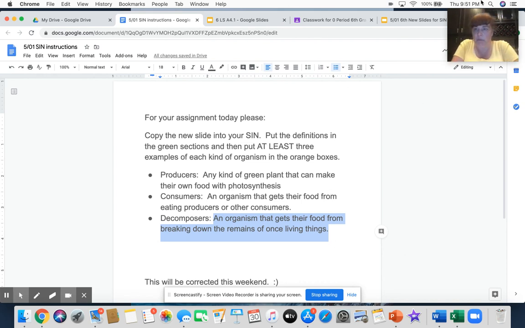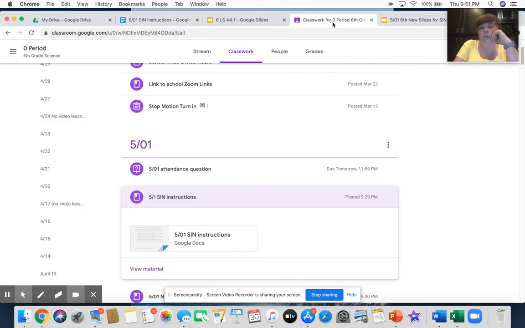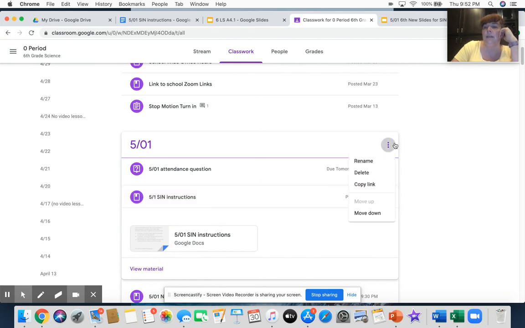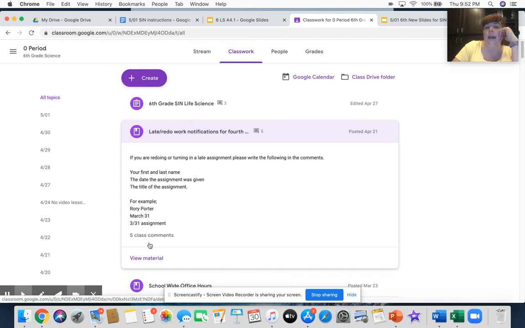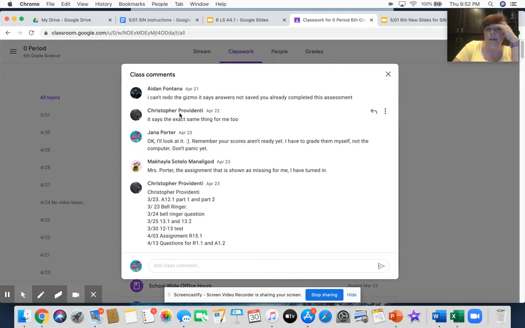Now, one last thing before we go. I'm getting a lot of people who are redoing low assignment grades, or they are turning in things late. Now, if you want me to correct them, you have to come up here to late and redo work notifications, and you need to put it in here. So, for example, I've got a few people who have put some in here. Okay, so I got this one that's missing for me from Michaela. I have no idea, Michaela, which one it is.